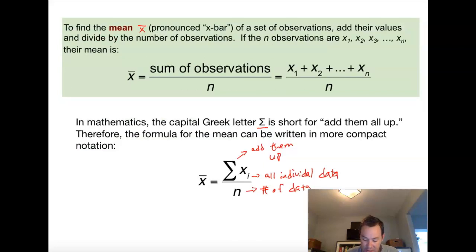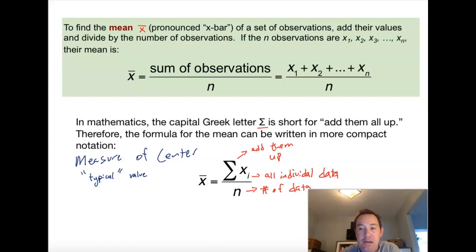One other thing I wanted to mention is that the mean is what we call a measure of center. So measures of center are what we would consider like a typical value for the data set. So we try and use them as representative of where the data set is centered. And so one way to do that is find the mean.